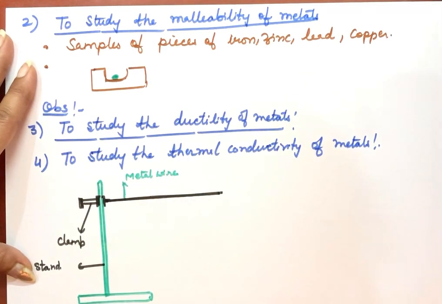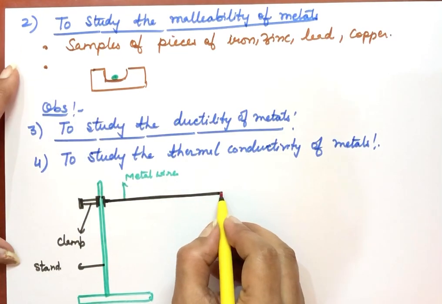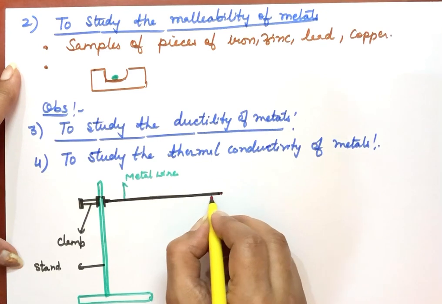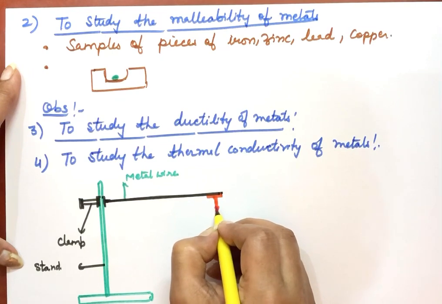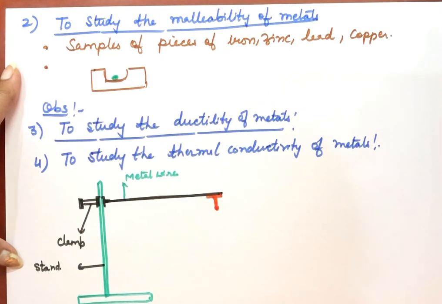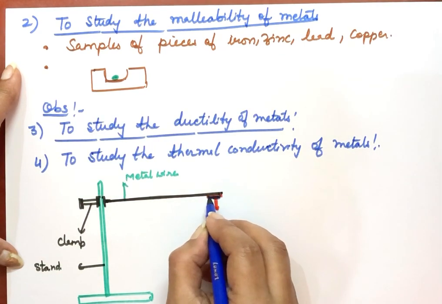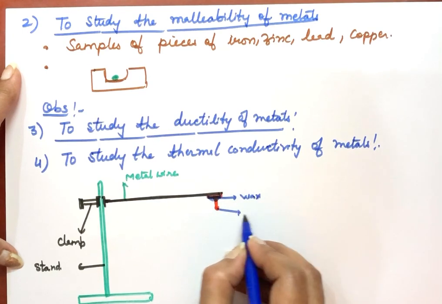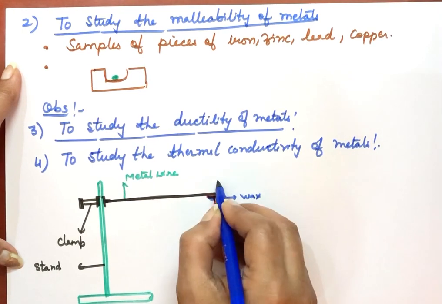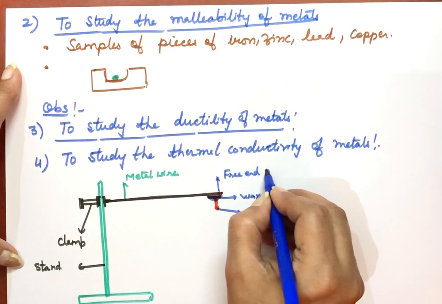Now take a small pin and attach it to the free end. This is the free end of the metal. Here we have to attach a pin, but we cannot attach it like this only. So what we do is we take wax, and with wax we fix this pin here. So this is wax. With wax we are just putting the pin onto the wire. This is the free end of the wire.